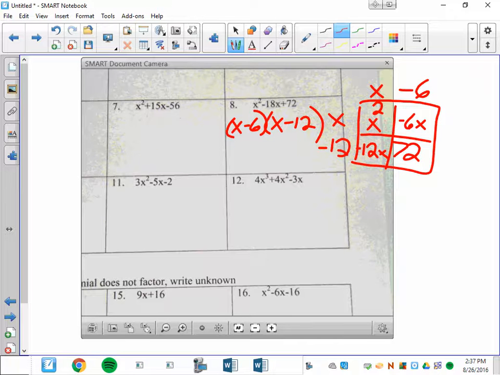They're both minus. Yeah, it's negative 18. They're either both positive or both negative, and in this case, they're both negative. All right. Okay, number 9.